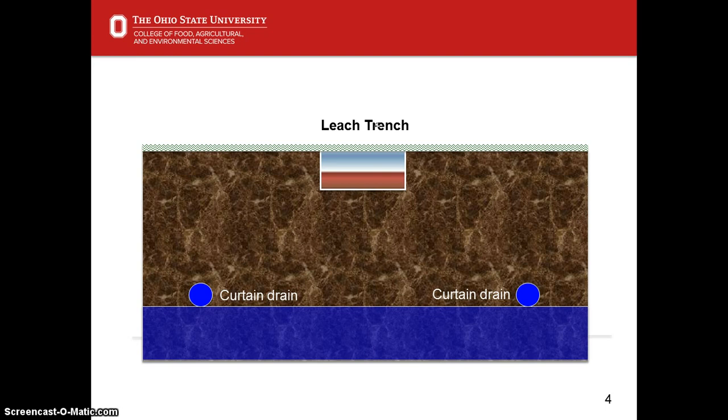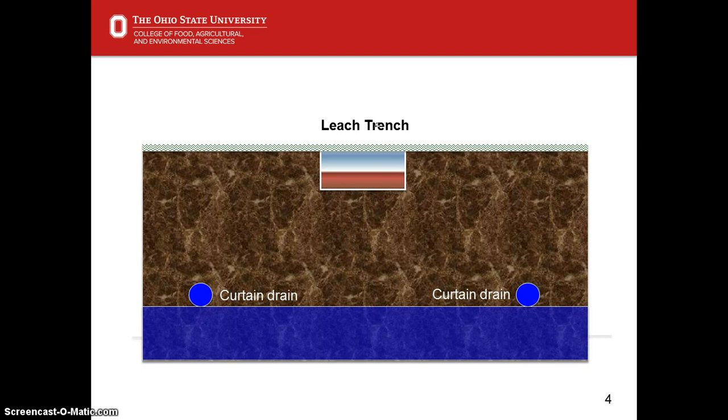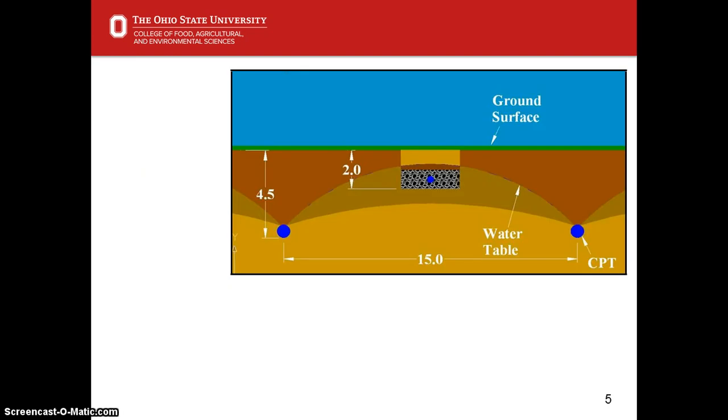the curtain drains. Now, the water table that I showed here is just an illustration for simplification. In real life, this is how the water table is going to look between the two drains. It takes an elliptical shape in the field.